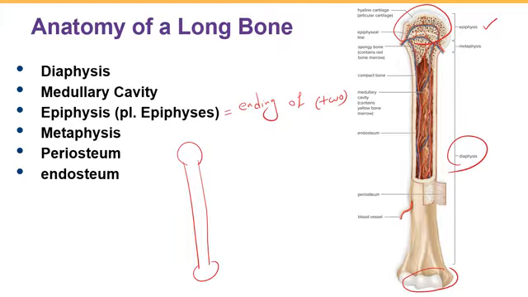And then there is a region found between the epiphysis and diaphysis. It's called metaphysis. So just here, between epiphysis and diaphysis, this region is called metaphysis. So we have epiphysis, diaphysis, and this region is called metaphysis. So we have epiphysis, metaphysis, and diaphysis. Okay. So what else?